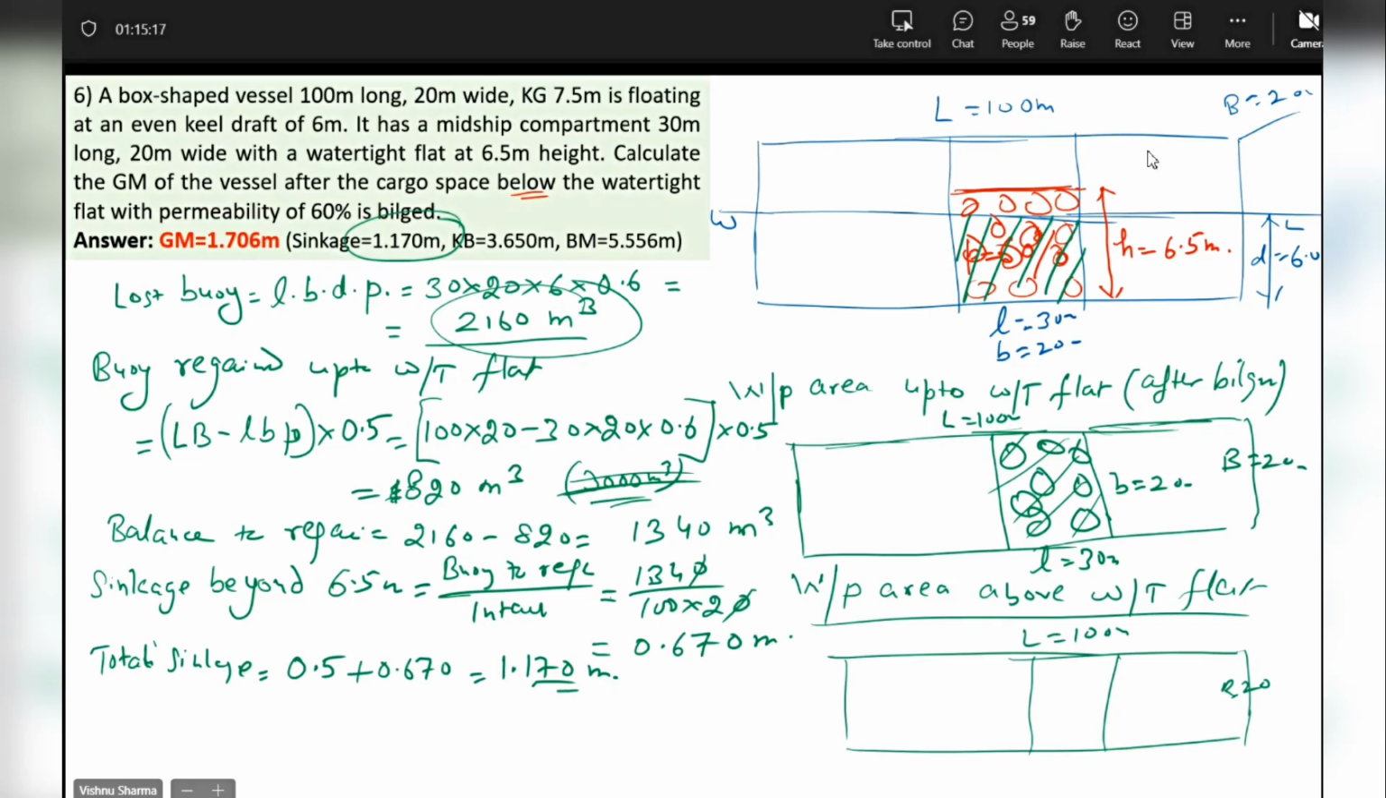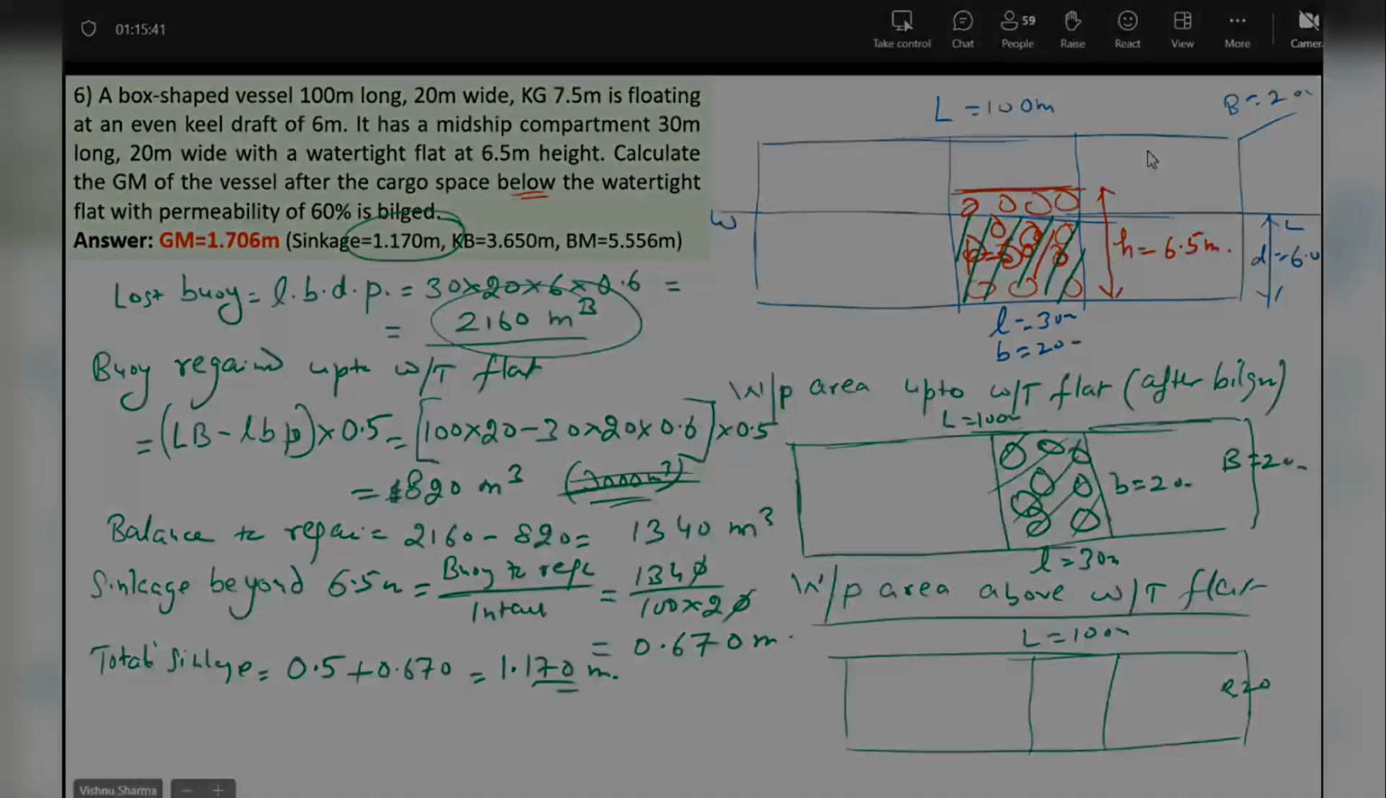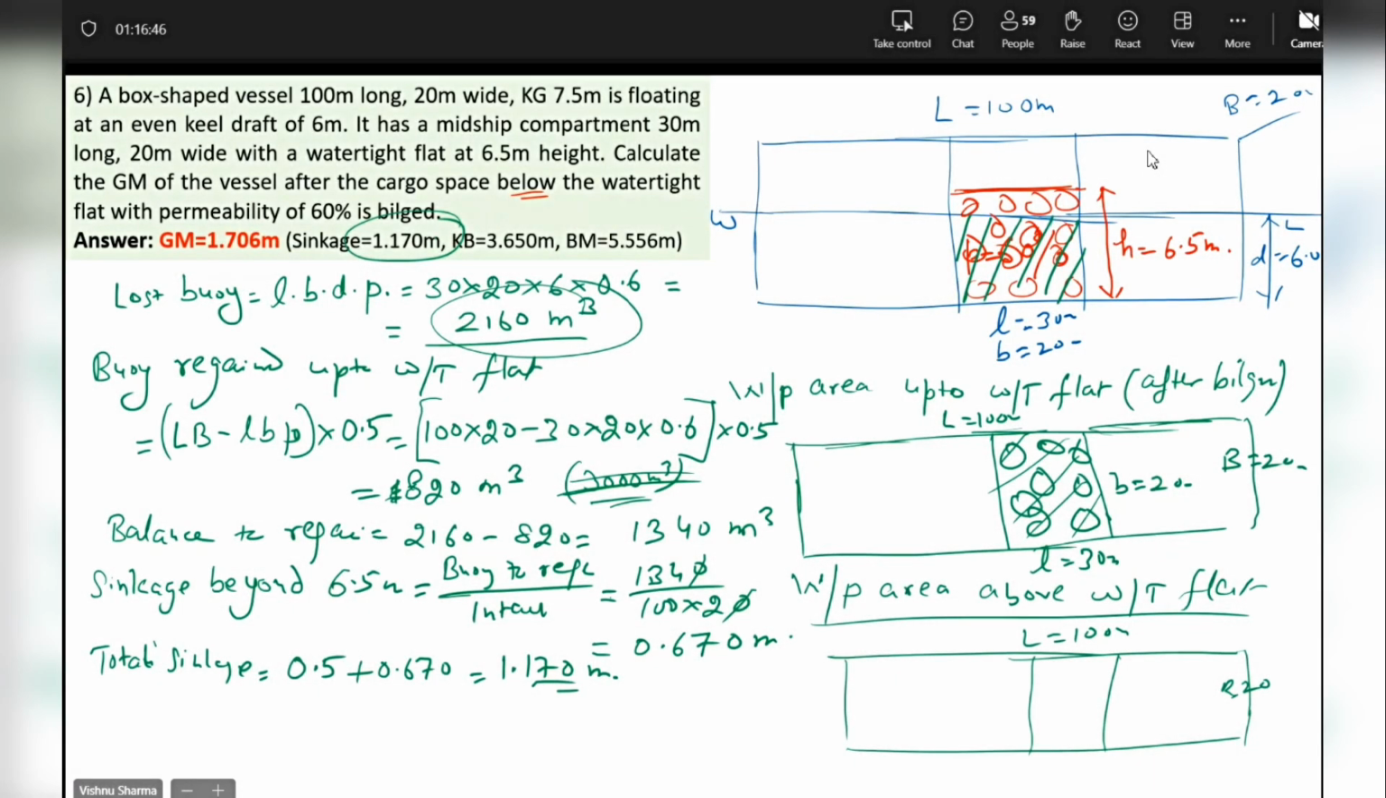Correct, beta? Yes, 0.670. So you have already sunk 0.5 meters to come to the watertight flat, and then you are further sinking by 0.670. So the total sinkage is how much? 1.170. Okay. Have you understood now? Yes, yes. Sure, pakka? Yes. Okay, guys, any more doubts?